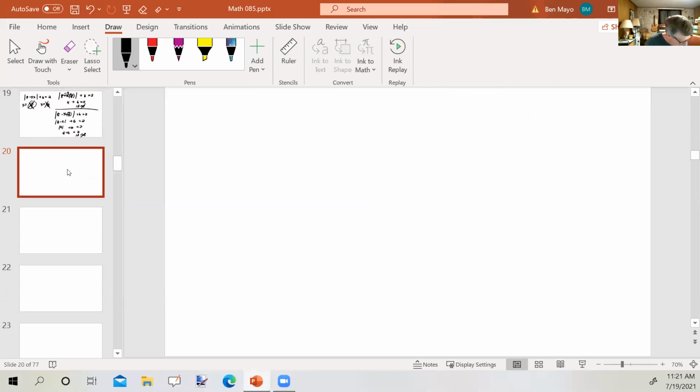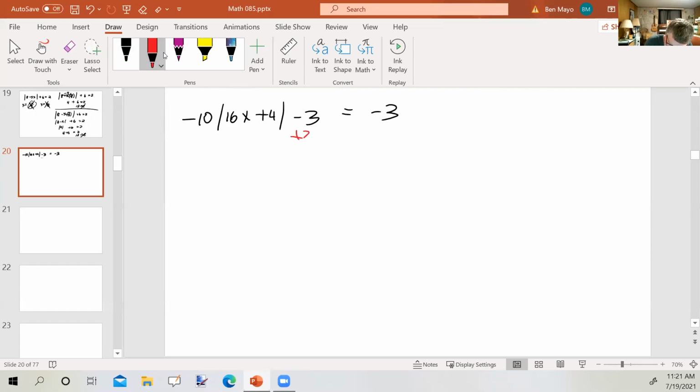All right, how about this situation? We've got negative 10 times the absolute value of 16x plus 4, minus 3 equals negative 3. Now, you might look at this equation and say, aha, it's equal to a negative number, so there's no solution. But wait, you can't draw any conclusions until you've isolated the absolute value term completely. So the first thing we're going to do is add 3 to both sides. Now we have negative 10 times the absolute value of 16x plus 4 equals 0.